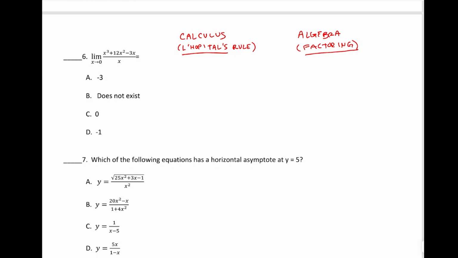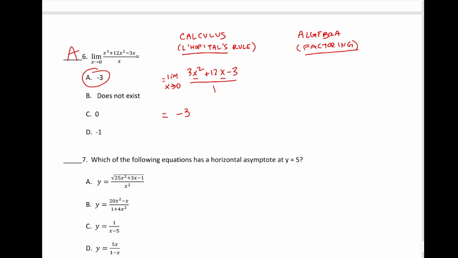So L'Hopital's rule says that this limit is going to equal the same limit of the quotient of the corresponding derivatives. So the derivative of the top is 3x squared plus 12x minus 3. Derivative of the bottom is just 1. So now if I go to plug in 0, I'm going to get 0 plus 0 minus 3, I get -3. So you can see our answer is A.